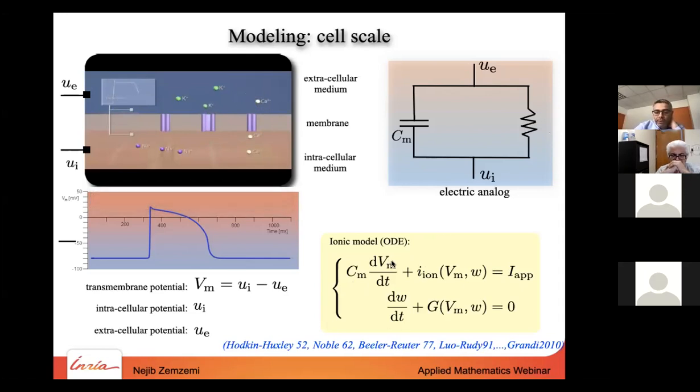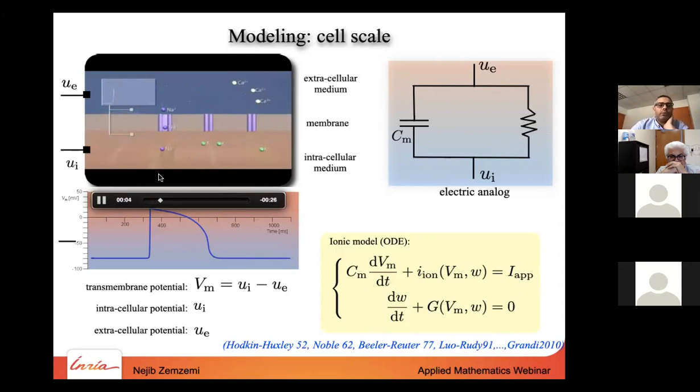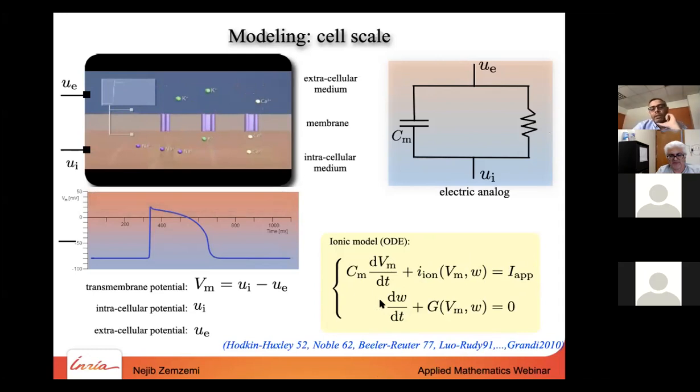This is the capacitive current, this is the resistive current, and this is the applied current. Now you know that this resistive current is due to the migration of ions. So there is a model for each of the ion channels that you see here, and that is modeled by this W, and we can suppose that this W is a vector of state variables. And there is a way to see how these ion channels are opened.